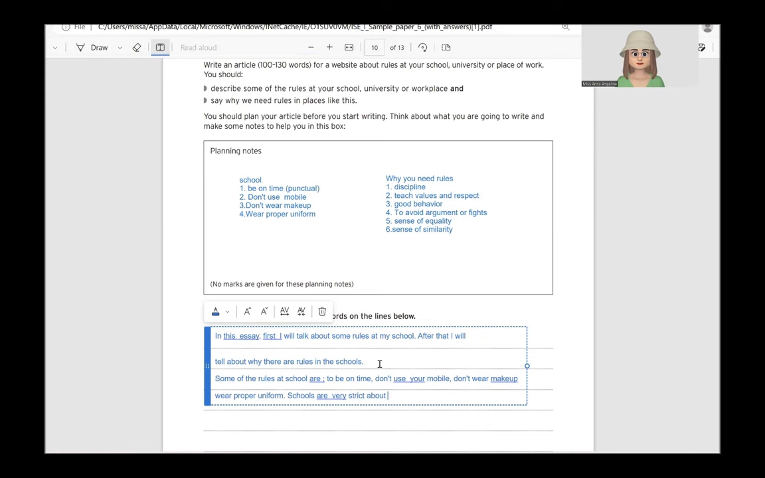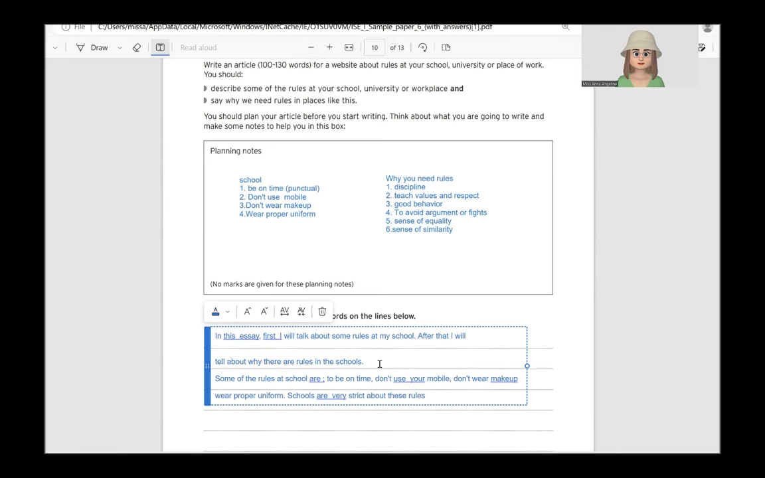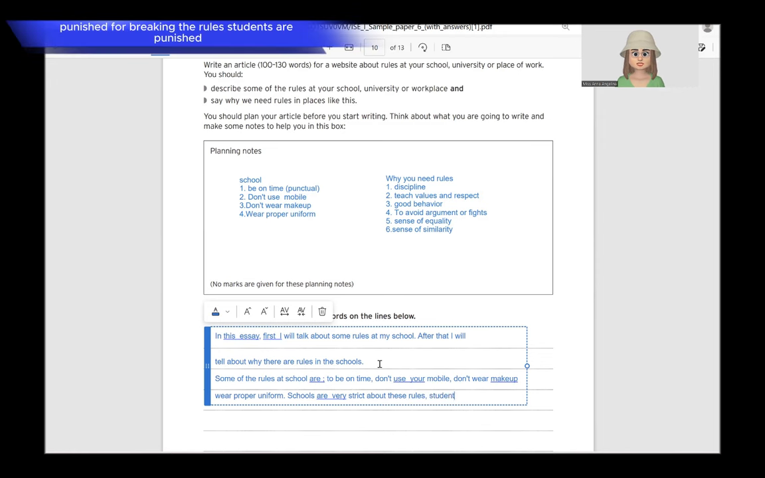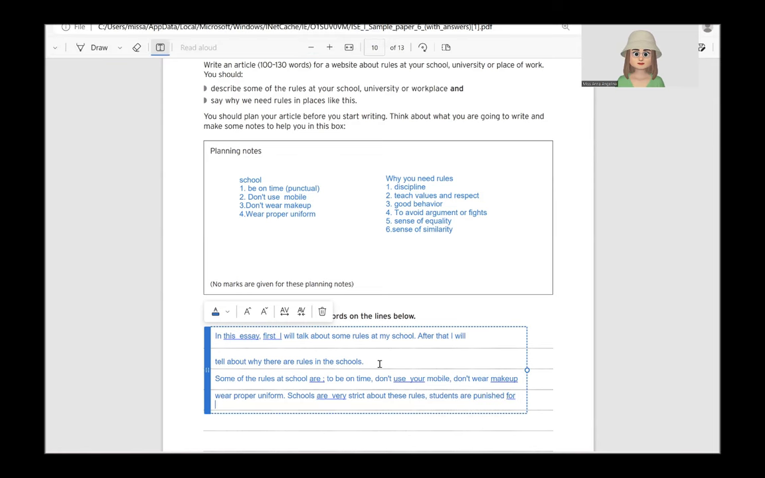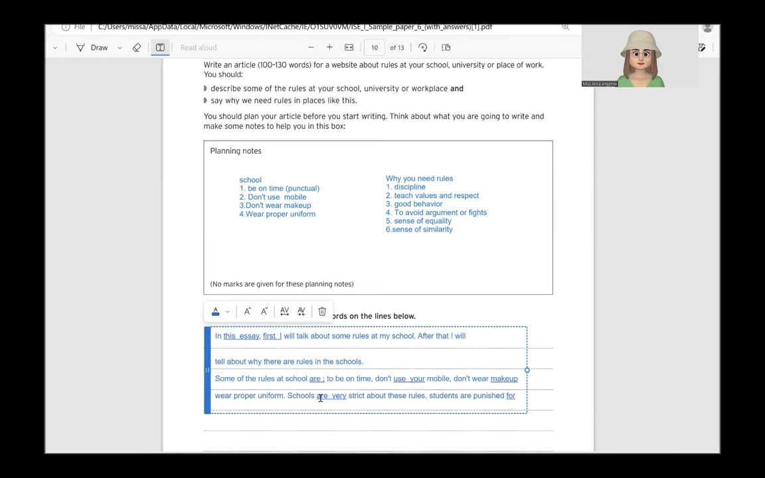Strict about these rules. Students are punished for breaking these rules.